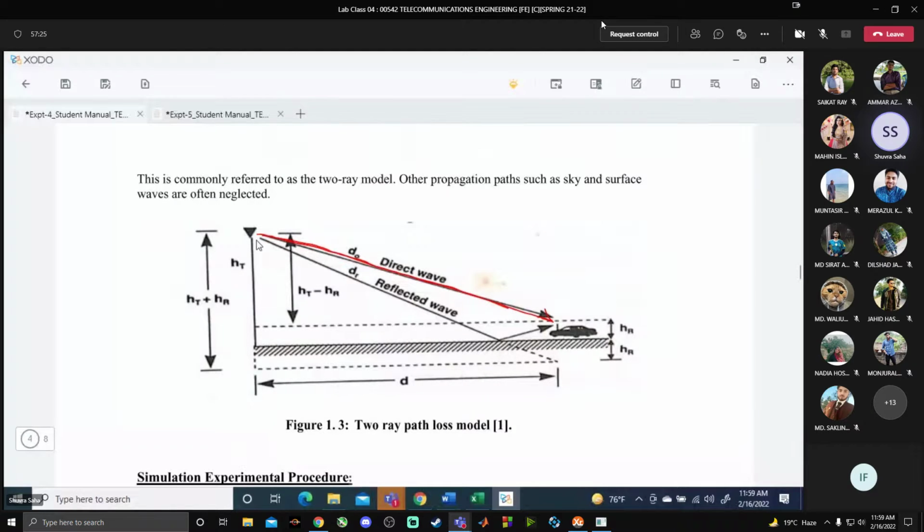But normally in this kind of scenario, it may also happen that you receive a reflected wave from the ground. The net signal that you receive will be the vector addition of these two signals. In this model, we are considering two waves or rays, one is the direct wave, another is the reflected wave. So that's why it is called the two-ray model.